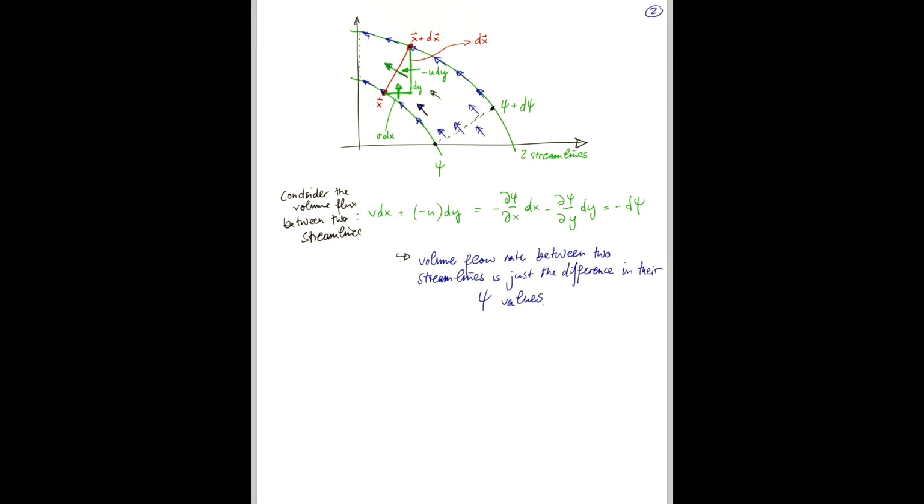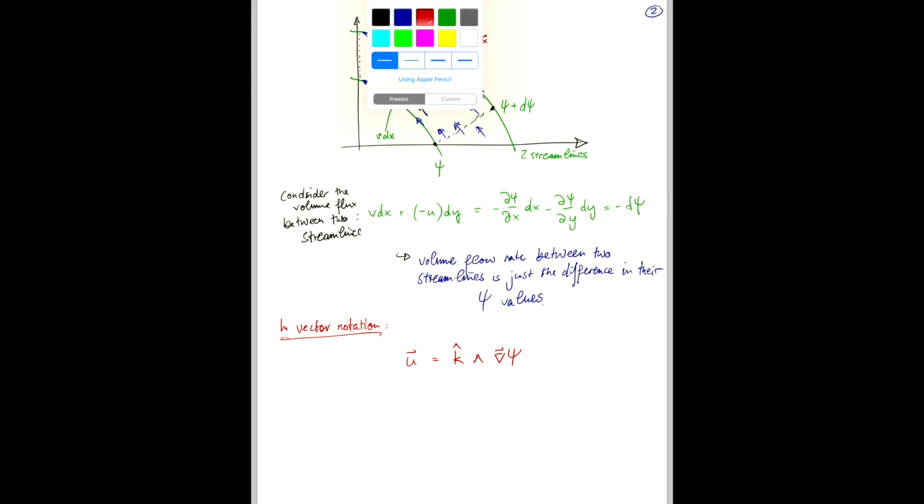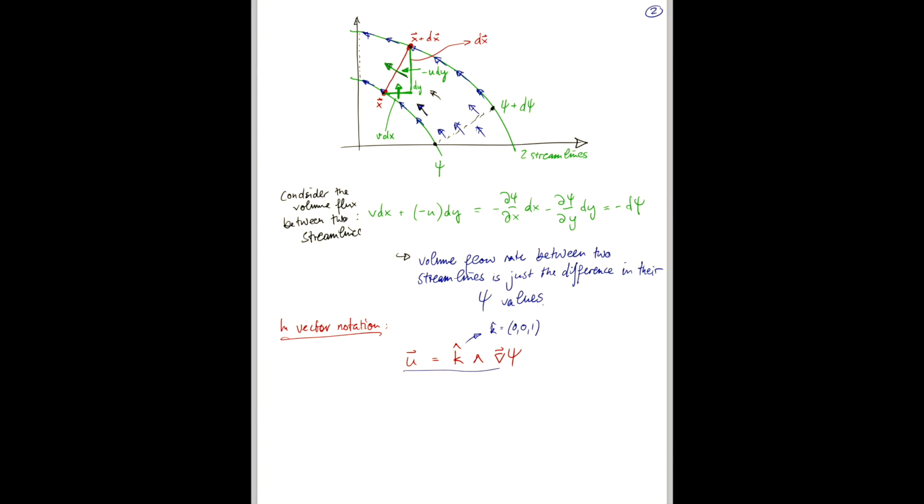Okay, finally, let's talk briefly about the vector notation. So in vector notation, we can write that u is nothing but k cross the gradient of our function psi, where k hat is the up vector, right? So k hat is just the up unit vector 0, 0, 1. Let's show that this really is the same as what we found earlier using index notation.